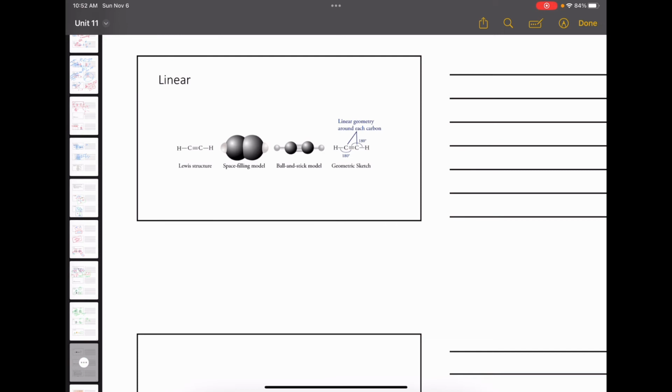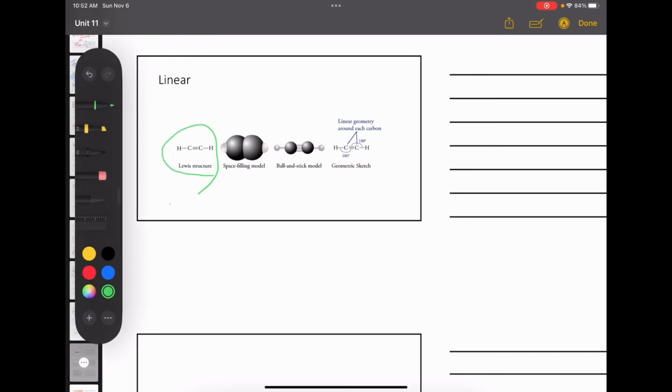A linear, that is basically just a straight line. The angle will be 180, so it's a basic straight line, something like ethyne, as you see here, with a Lewis structure that is just a single straight line with a triple bond between two carbons. The geometric sketch will be as you see here with a 180 degree angle.